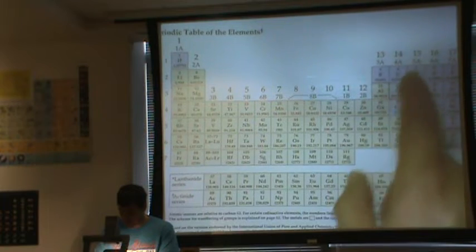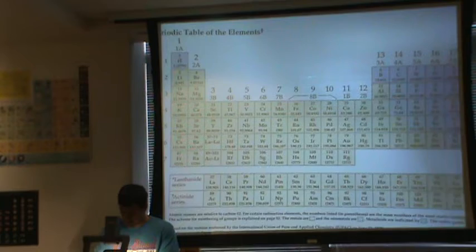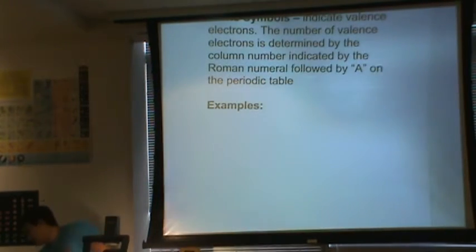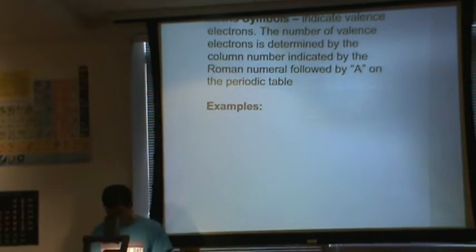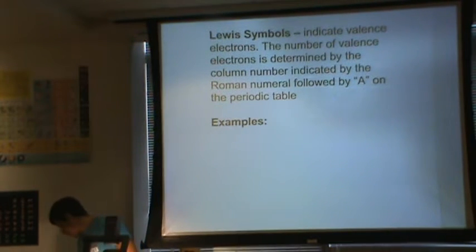So carbon has 4 electrons, nitrogen has 5. So you literally just go 1, 2, 3, 4, 5, 6, 7, 8. It's a very easy way to determine how many electrons the valence shell is going to have for a given element. And the way we like to write this down, I'll give you some examples.